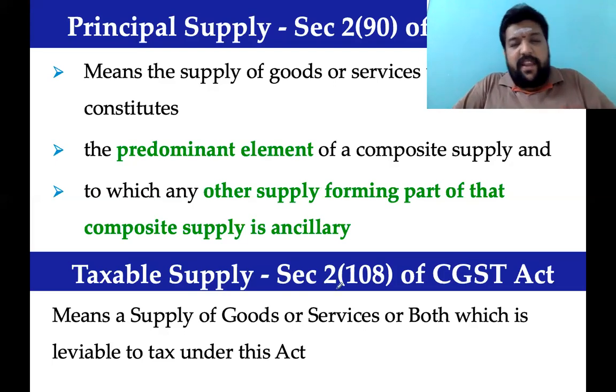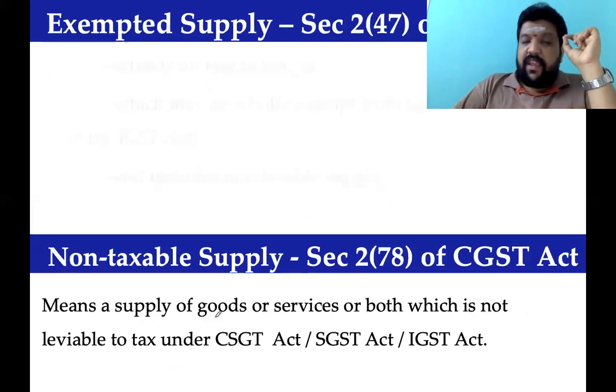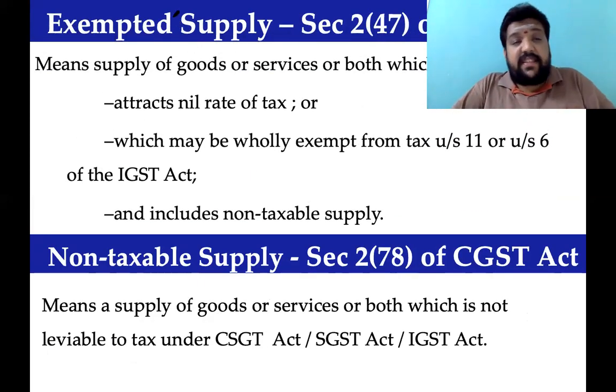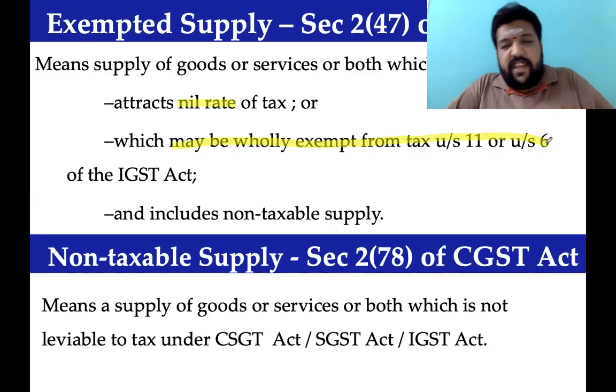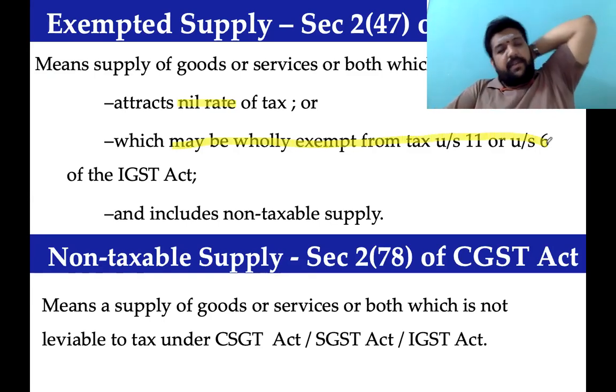The word taxable supply is defined. Taxable supply means goods or services or both which is leviable to tax. Key term: leviable to tax. Exempted supply is again defined. Exempted supply means supply of goods or services or both which attracts nil rate of tax or which may be wholly exempted from tax under section 11 of the CGST Act or under section 6 of the IGST Act.